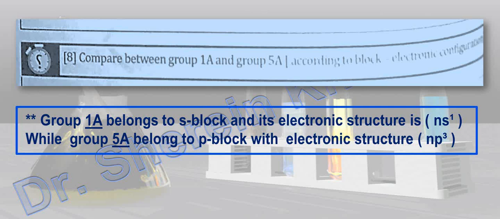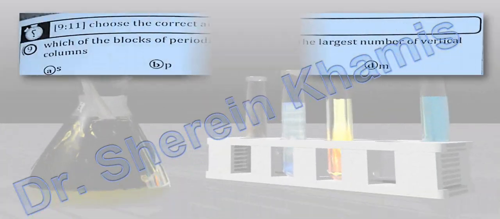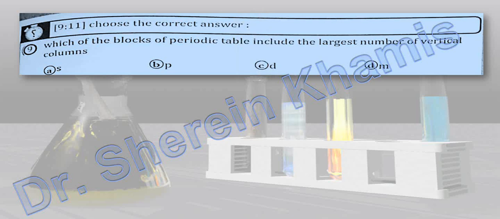Okay, we are going to another question, question number 9. Which of the following blocks of the periodic table includes the largest number of vertical columns? What do you think? I think we studied it. It is in the middle. We have the d block, which contains the largest number of columns in the periodic table.